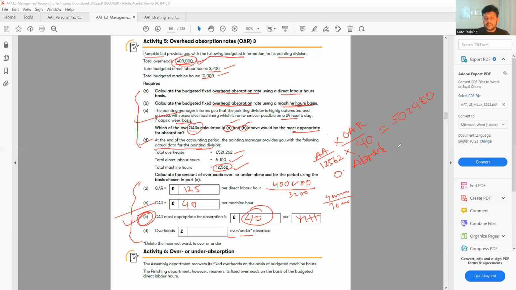And then we have to find the actual. How much is the total actual overhead? 521,262. So how much is the difference we have here? 18,782. Okay, so who can tell me, is it under absorbed or over absorbed?